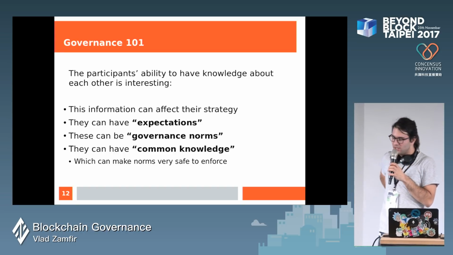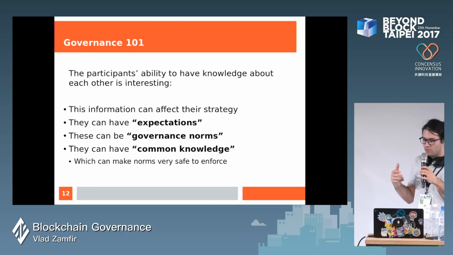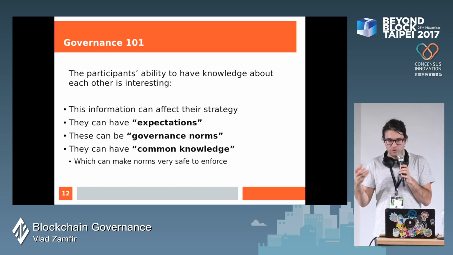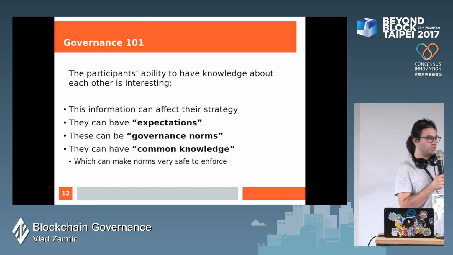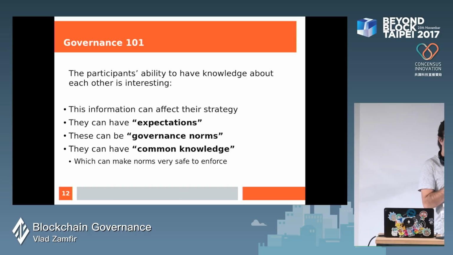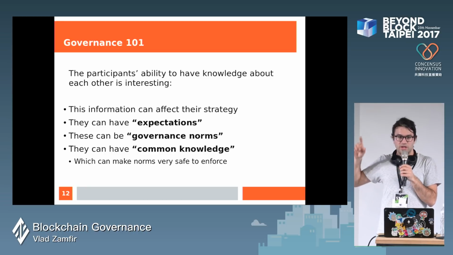And so basically, they can have expectations, which are anticipations that are socially enforced, right? And those can turn into governance norms, which are expectations that are broadly held and broadly enforced. And they can have common knowledge.